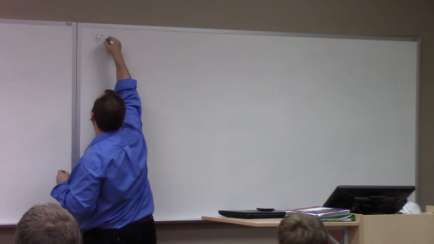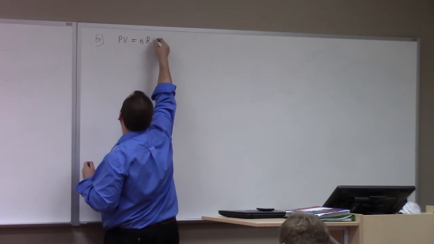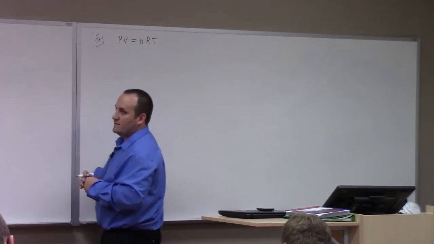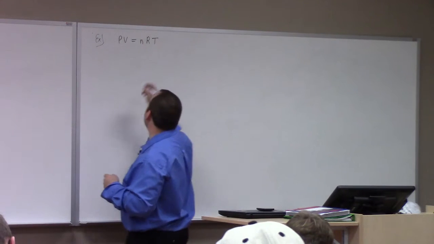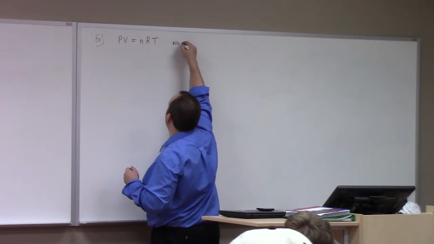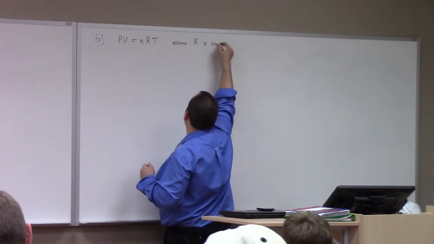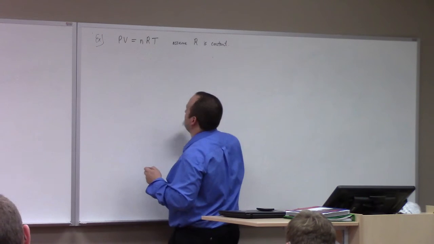So you guys have seen this before. PV equals nRT. This is what? The ideal gas law, right? And we'll assume that R is constant, all right? Was that Boyle's constant or whatever? I forget.